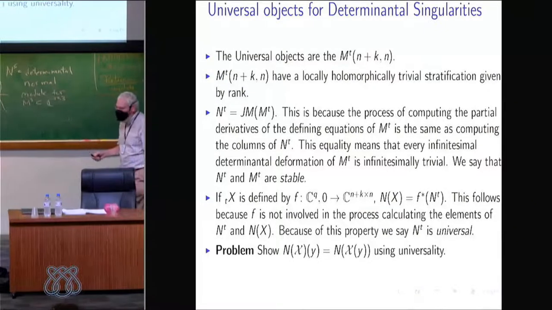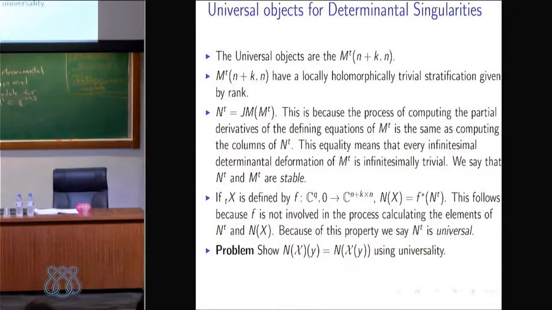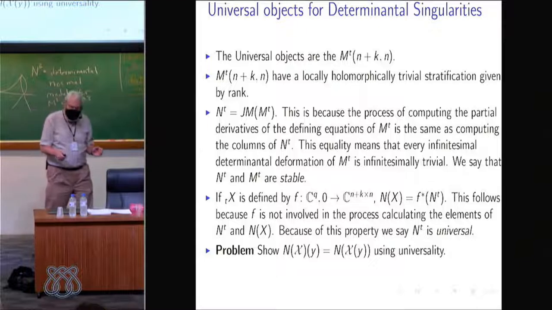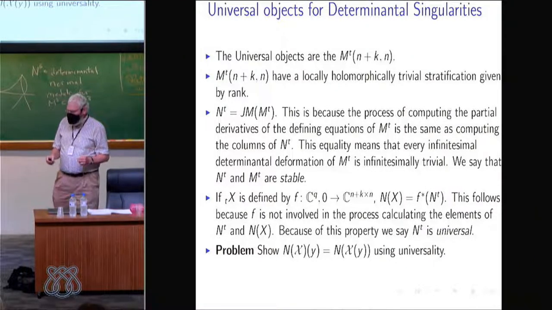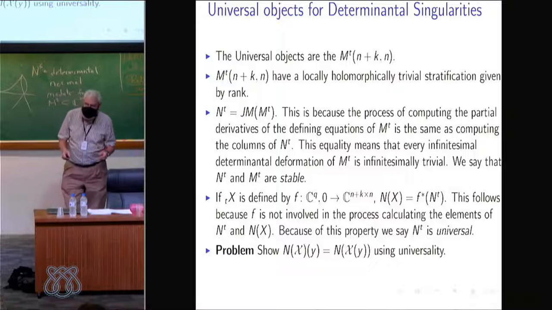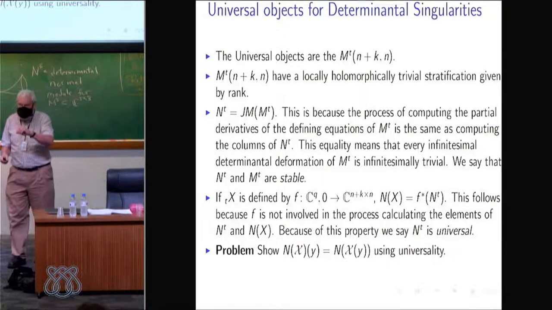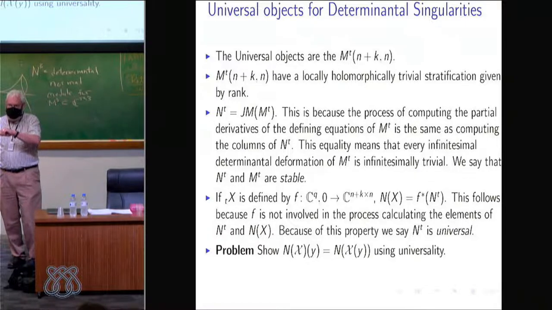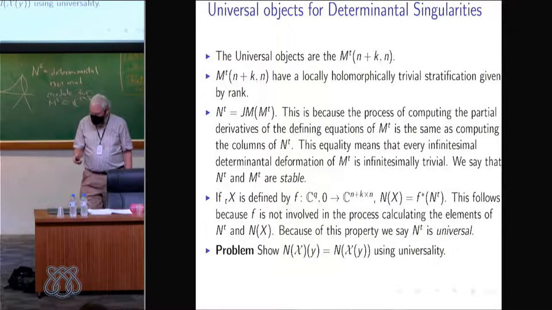Problem: show that if you take the normal determinantal module for a family and restrict it to capital Y equals some Y value, then that is the same as the determinantal normal module of X restricted to that. This restriction property is really important for what we're doing and is one of the keys to escaping your results depending on families.